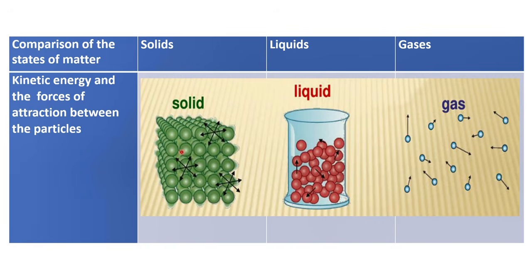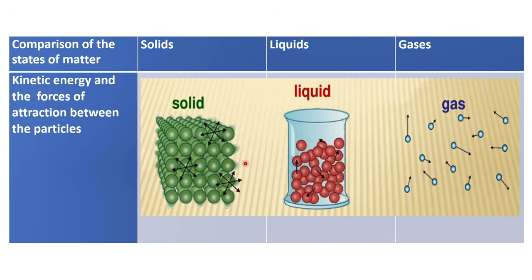In solids, the particles don't have enough kinetic energy to overcome the forces of attraction between them. The particles are packed closely together and can't move around. They only vibrate in fixed positions. This explains why solids have a definite volume and shape. It also means that the particles of solids have low energy and strong forces of attraction between them.